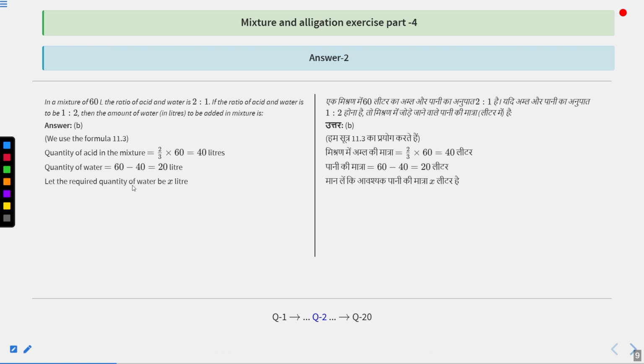Now let the quantity of water added be x liter. Now according to the question we make this ratio. Milk is 40 liter, water is 20 plus x liter. So we make the ratio 40 upon 20 plus x. And the question says that when we add some water, the ratio becomes 1:2. So equating to 1 by 2, we get the value of x, which is 60 liter. So we will add 60 liter of water. B is the correct answer.